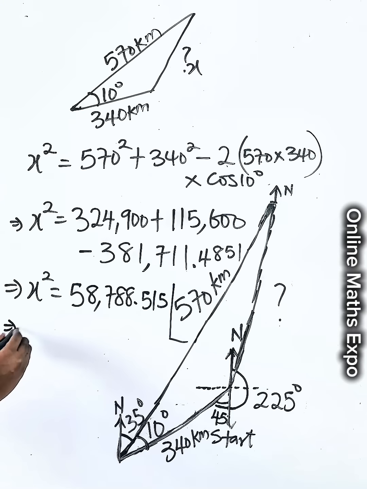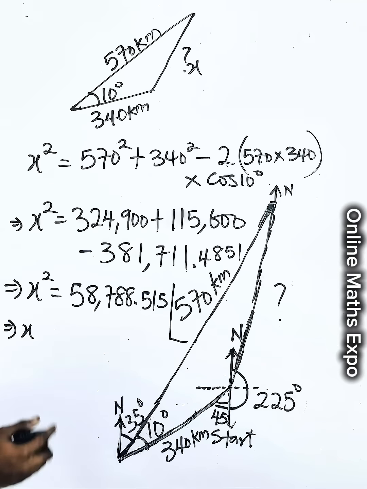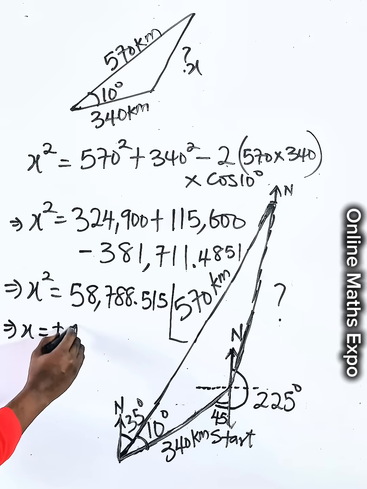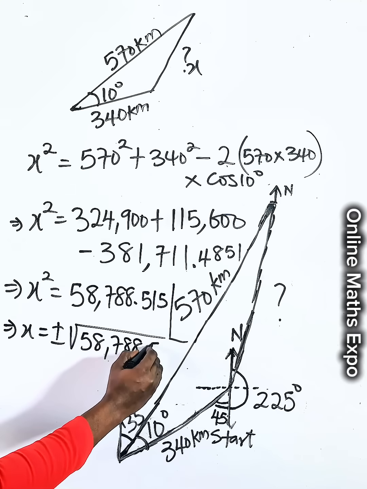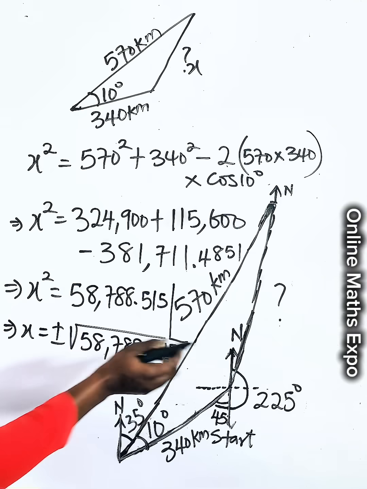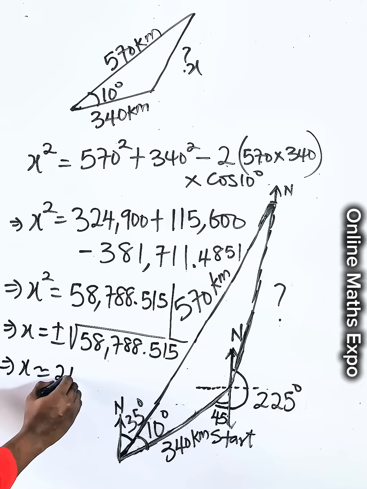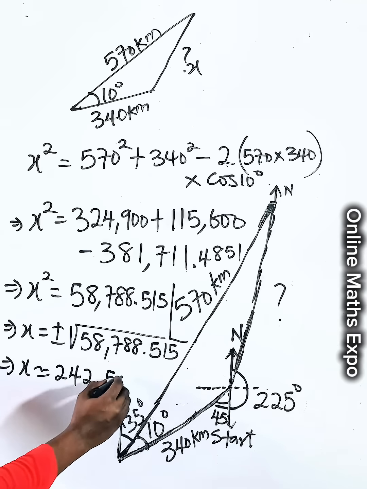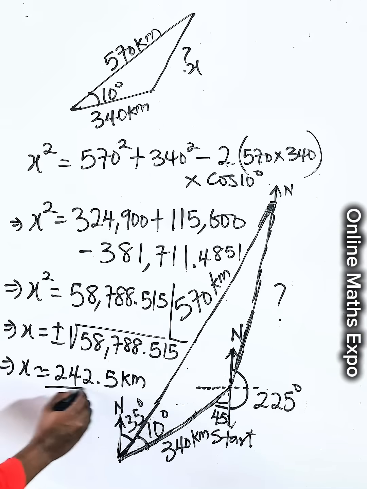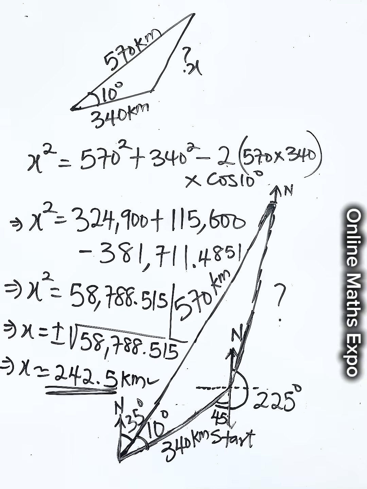To get our x, just take the positive square root because you are working with sides. So x will be the positive square root of 58,788.515. So this gives us x is approximately 242.5 kilometers. So that is what we have for this distance apart.